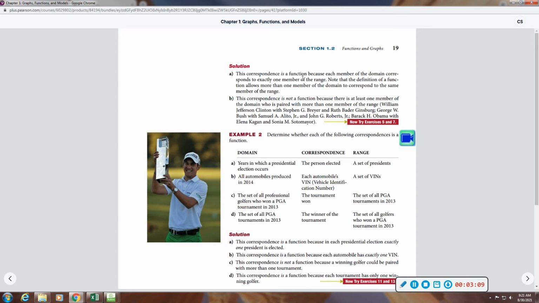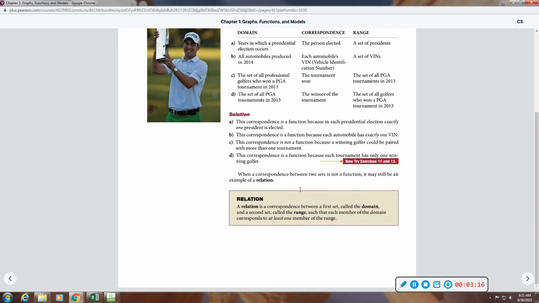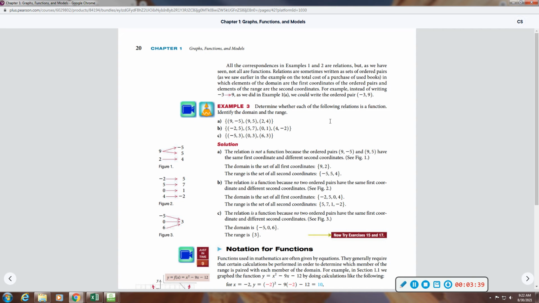Okay, so you have some more examples, and the solution explained here. So just more examples. Definition of a relation. I think this should have come before function, but a relation is a correspondence between the first set called the domain and the second set called the range, such that each member of the domain corresponds to at least one. So in this case, in a relation, they can correspond to more than one, but a function will only correspond to exactly one. So just more definitions, more examples and explanation of that.